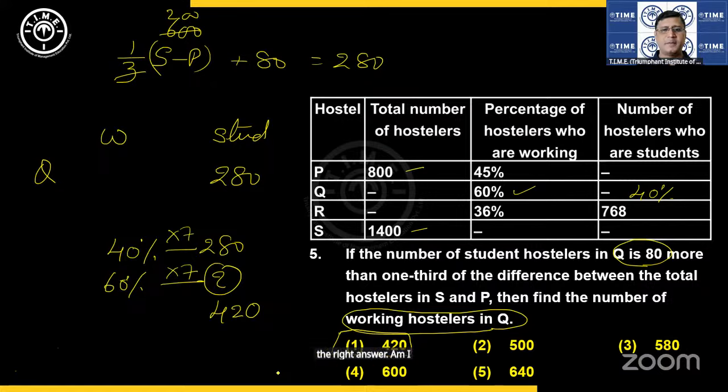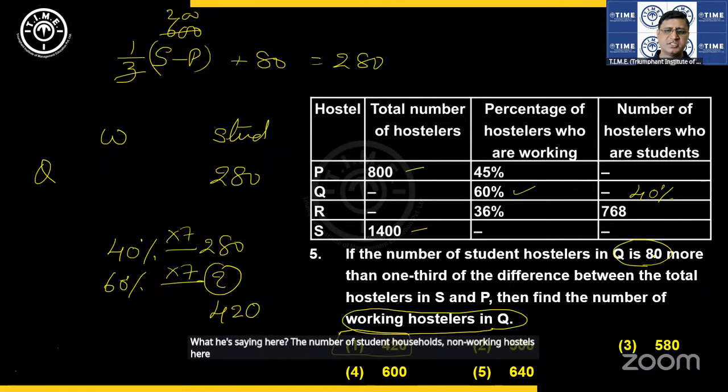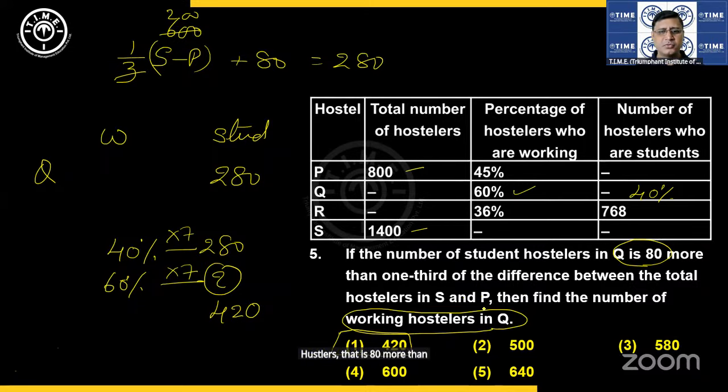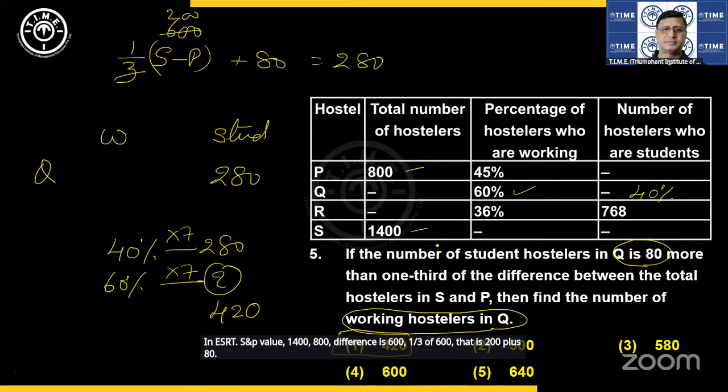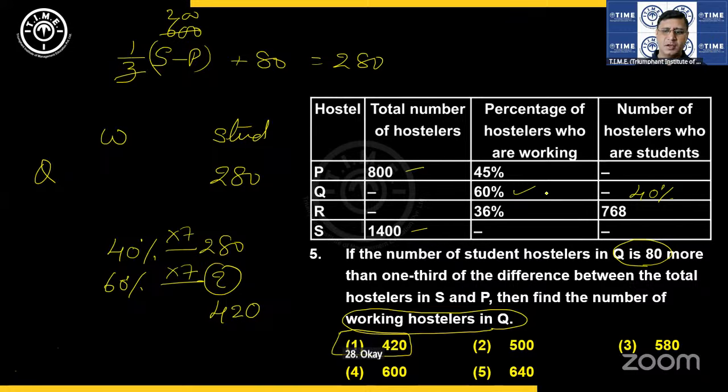Am I clear? What is it saying here? The number of student, non-working hostlers is 80 more than 1/3 of the difference of the total number of hostlers in S and P. S and P values are 1400 and 800. The difference is 600. 1/3 of 600 is 200, plus 80, 280. 60% is working hostlers, 40% is student hostlers. 40% is 280, and 60% is to be found.